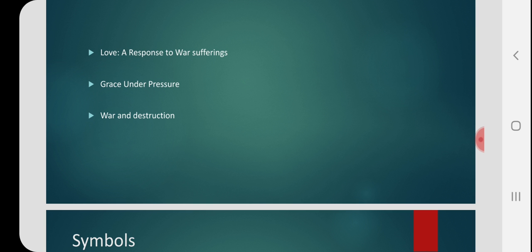If somebody is listening to the voice of a bombshell and he runs away, it means that he's a coward. Grace under pressure actually means boldness, bravery, the one who shows boldness and bravery in any circumstances. So this was the one incident in the novel where he shows grace under pressure.